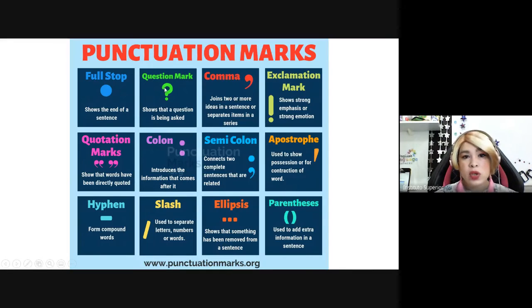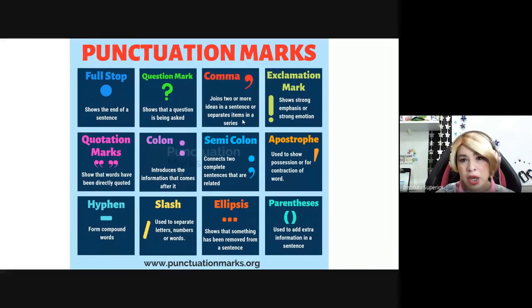The question mark is that symbol that we have here. So we just use it at the end of a question. It shows that the question is being asked. And in English, it is only at the end. The comma joins two or more ideas in a sentence or separates items in a series. For example, when you say, I went to the supermarket and I bought apples, comma, mangoes, comma, and plums, then you continue because it's a series of items.